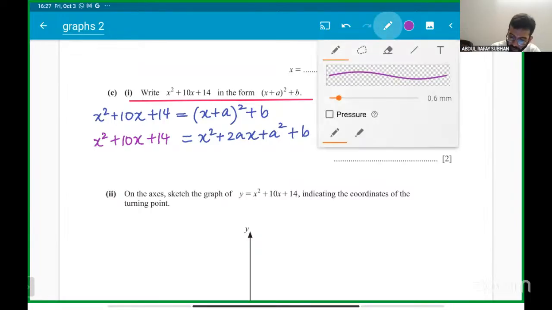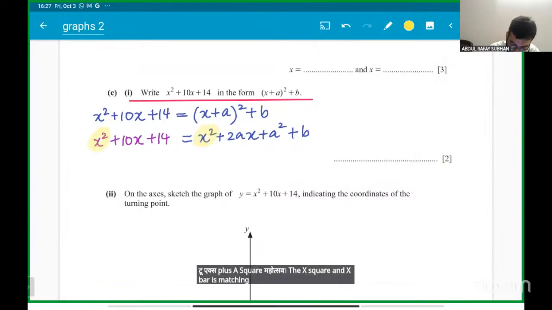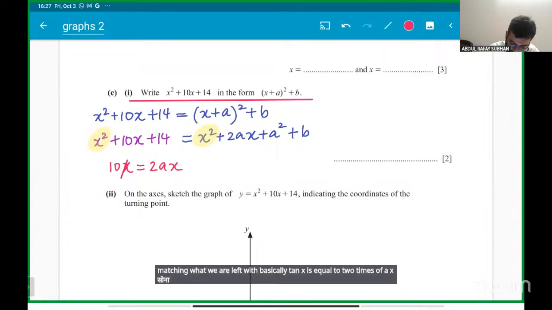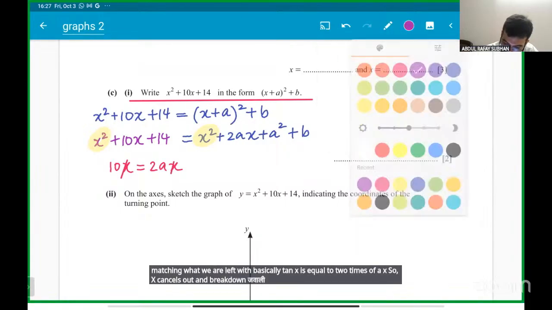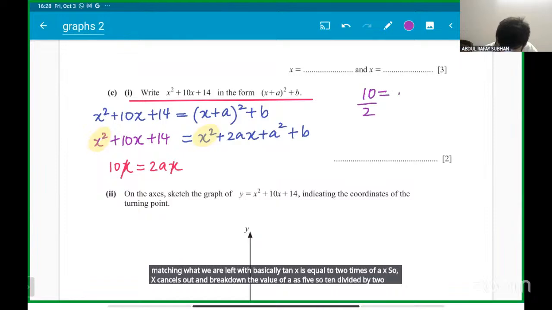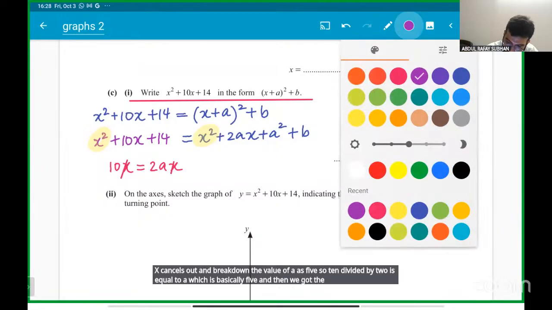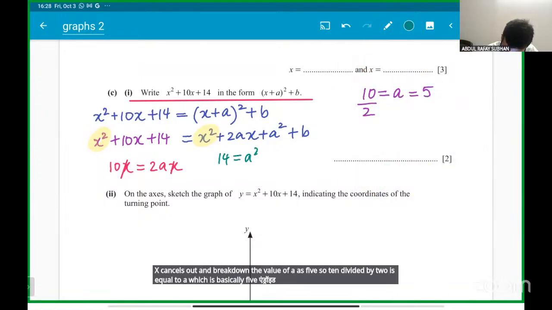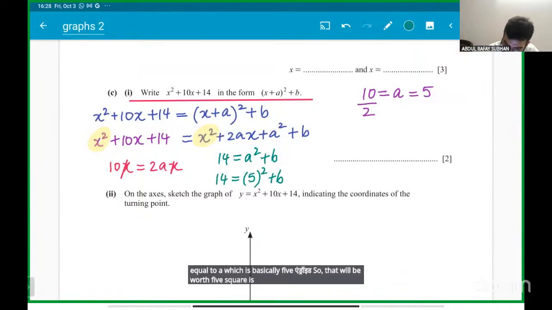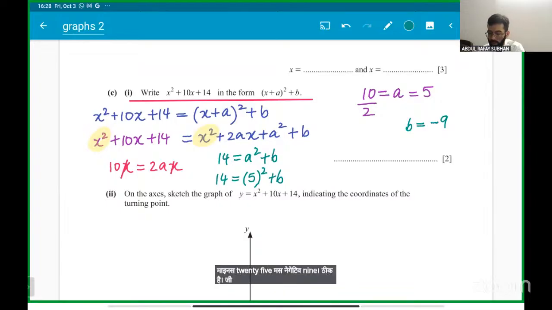As you can see, the x squared and x squared match. What we are left with is 10x equals 2 times ax. So x and x cancel out, and we get the value of a as 5. 10 divided by 2 equals a, which is 5. And then we get the value of b as well: 14 equals a squared plus b. So 5 squared is 25, so the value of b comes out as 14 minus 25, which is negative 11.